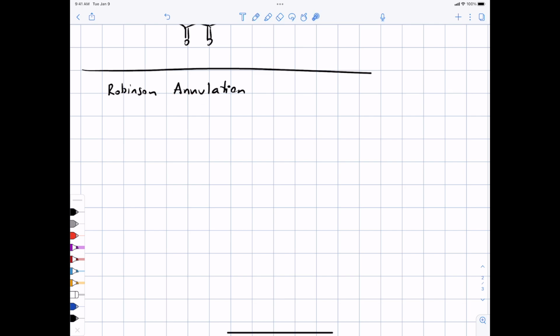Annulation comes from the word for ring. I don't know if it's Latin or Greek, but annual, the year keeps coming around, or Spanish anillo for a ring, right? So we're making a ring. And it's a specific kind of ring. The kind of ring that's going to be made is a cyclohexenone. So that is a Robinson annulation product.